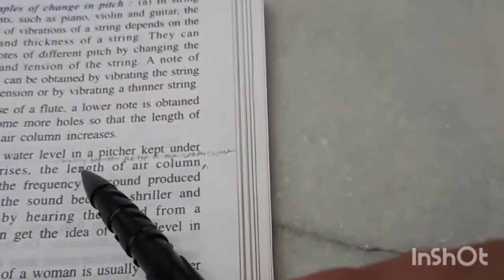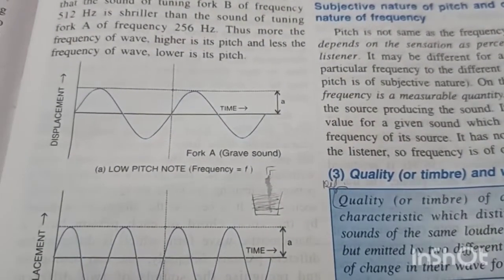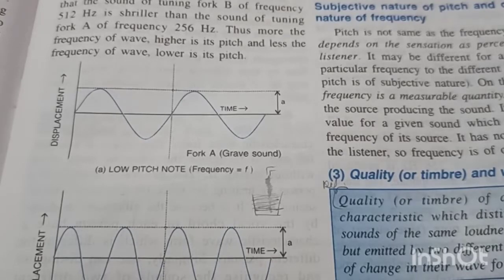Make sure you write whatever is added here. Again, pitch is a subjective property, and frequency is objective, because frequency can be calculated in hertz, whereas pitch, everybody has a different perception about it. For you, some sound may be high pitched, but for me, it might not be so high. It may be a low pitched sound.